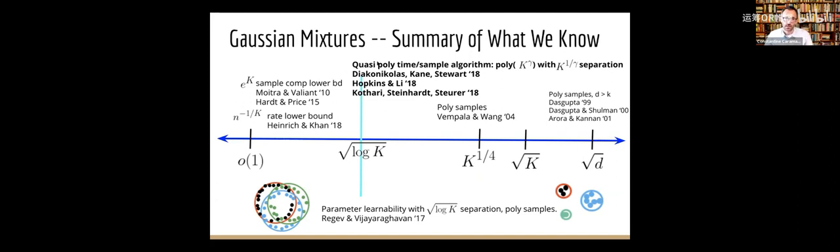In that sense, these results are not exactly comparable with the results of Regev and Vijayaraghavan, because in order to apply these results at this threshold, we would no longer have a polynomial sample complexity. On the other hand, if you're at any k to the 1 over gamma, where gamma is order 1, then we do indeed have a polynomial time and polynomial sample algorithm.